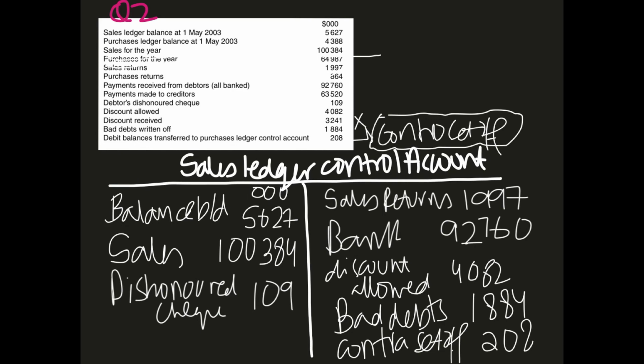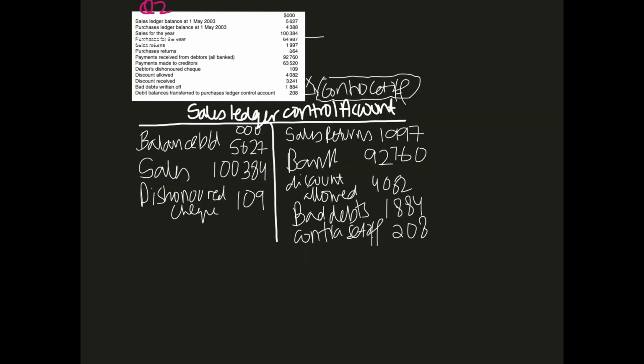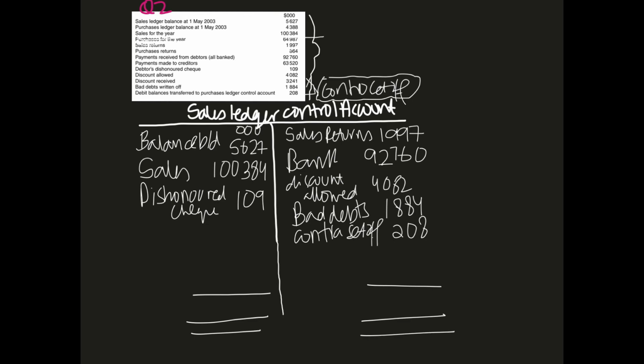Okay, so we have listed all of the information which is given to us and related to a sales ledger control account. Now we will calculate the balancing figure, which is our balance CD, the ending balance. Our debit side is heavier. The total of all of the amounts is 106120. You will mention it on both the sides.